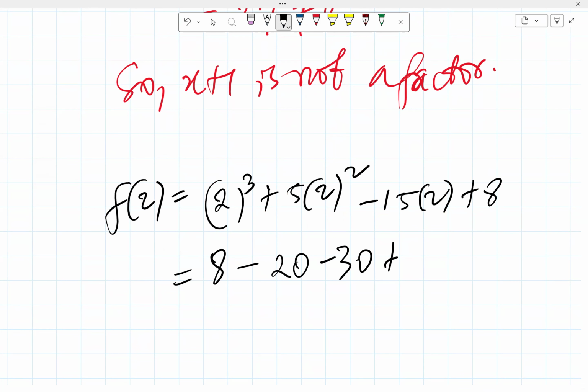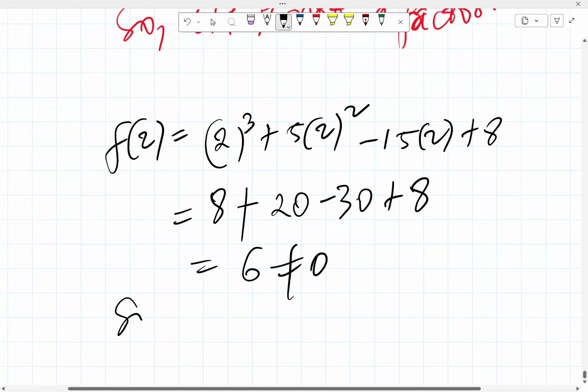Okay, we are in for more issues, right? So this is 28 minus 30, that's minus 2 plus 8, that's 6. Still not equal to 0. So what do we say? So x minus 2 is not a factor.